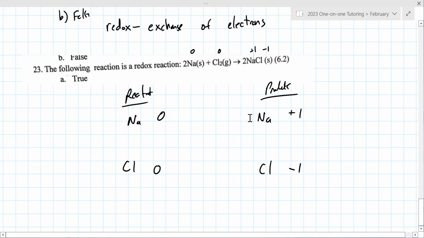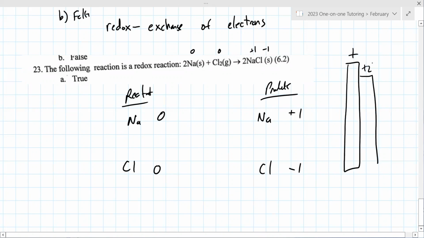Positive, yeah. If you go to your periodic table, anything in the first column is plus. I got that mixed up. Okay. So this is an even exchange of electrons, right? Yes, it looks like. Even exchange of electrons. Therefore, it is a redox reaction. A, true. Okay.